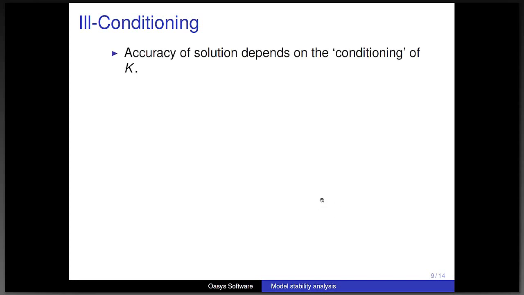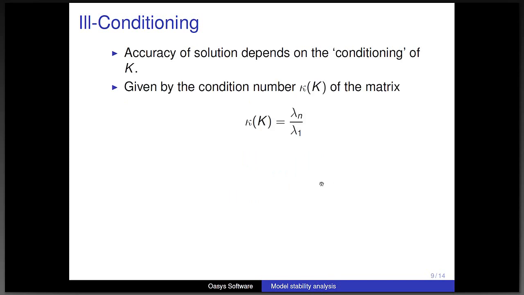So the accuracy of the solution that we're trying to obtain depends on the so-called conditioning of the stiffness matrix. And the conditioning is measured using the condition number kappa K of the matrix, and it's given by this relationship here. I won't go into how we arrive at lambda n and lambda 1, but they are the extremal eigenvalues of the stiffness matrix. I won't say any more right now.